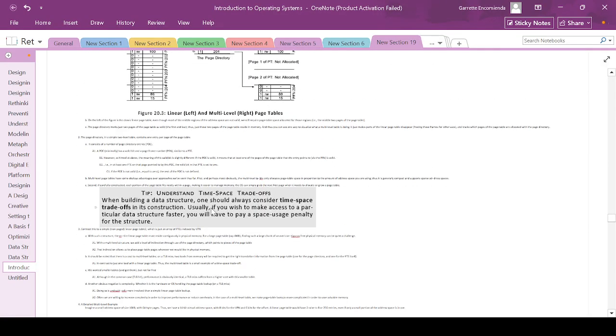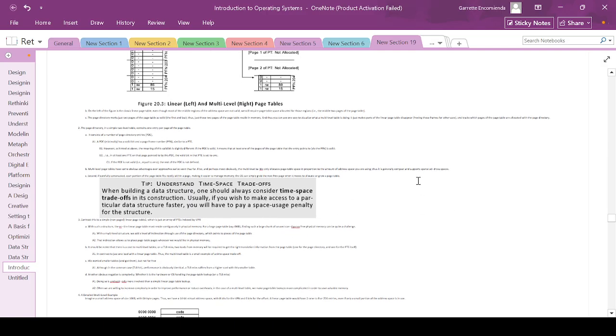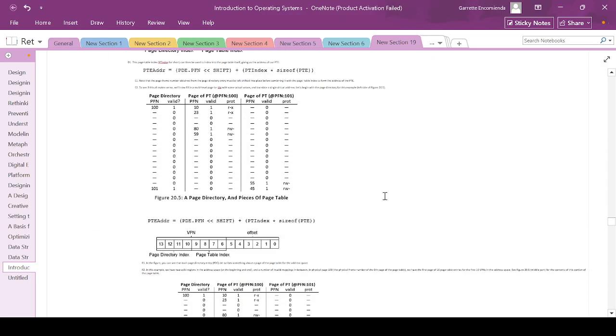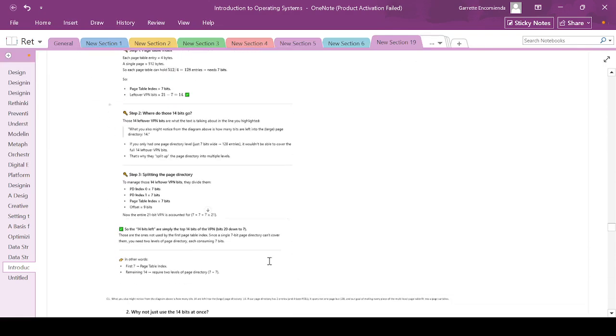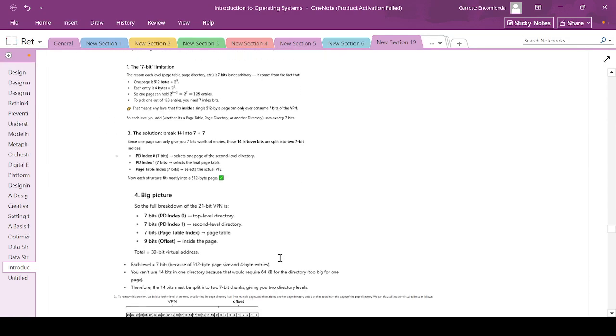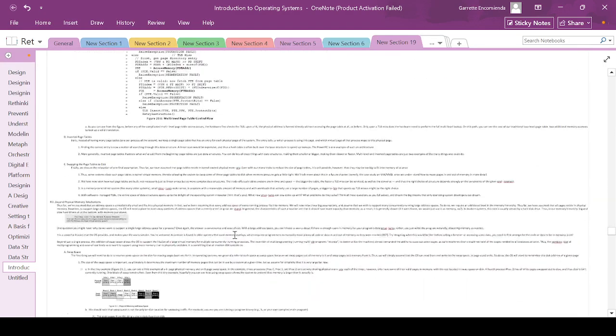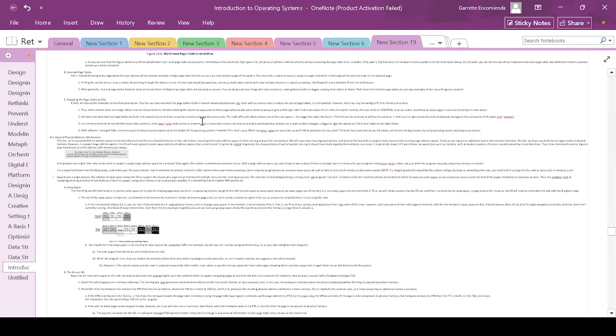So when building a data structure, one should always consider time-space trade-offs in its construction. Usually, like with that hash table, if you wish to make access to a particular data structure faster, you will have to pay a usage penalty for that structure. That is what the inverted page table does for us. It allows us to access it faster, but at the same time, it uses more memory.